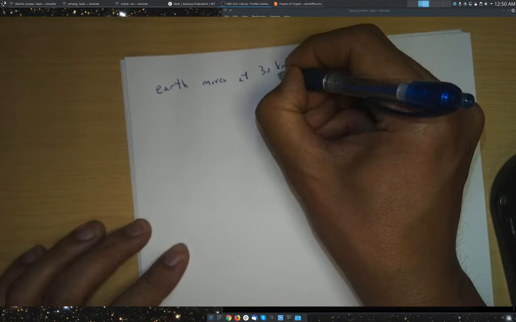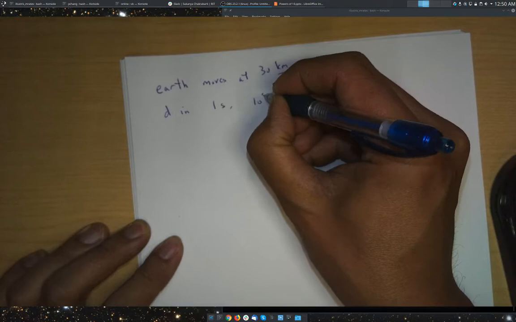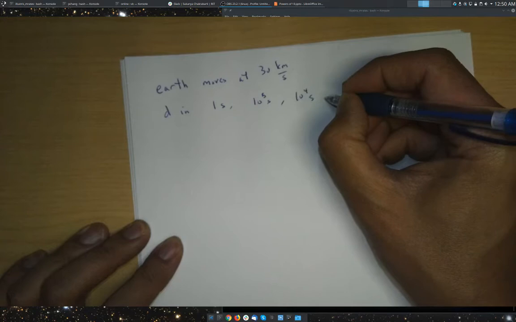I need to know how far it travels, the distance D, in 1 second, 10 seconds, 10 to the 4 seconds. I'm going to skip 5,000 and go straight to 1 year.